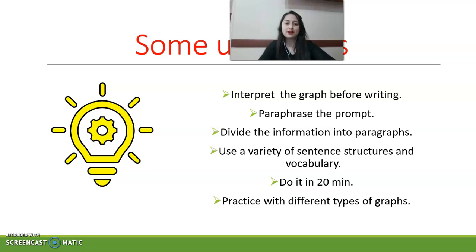It's important to have paragraphs. In this case, I'm asking you to have 4 paragraphs, please. And use a variety of sentences and connectors. Well, in the case you are taking the exam, on the day of the exam, you need to do it in 20 minutes.